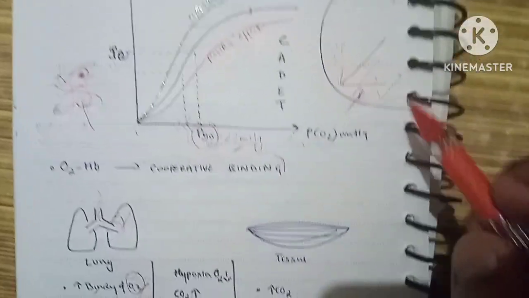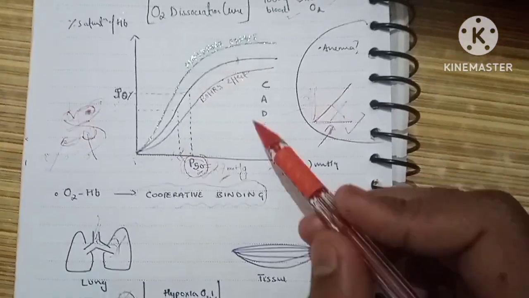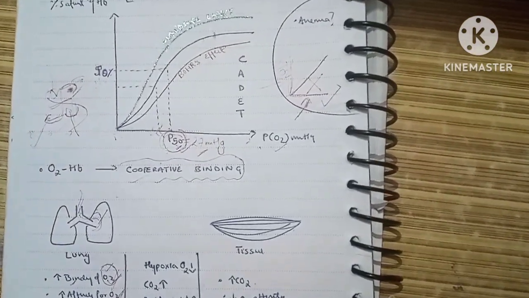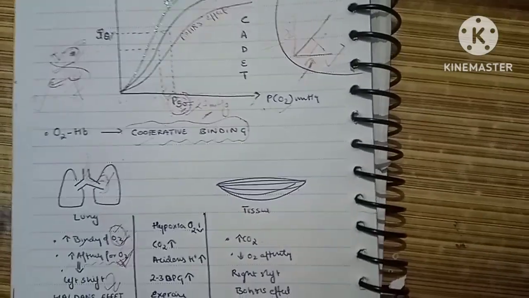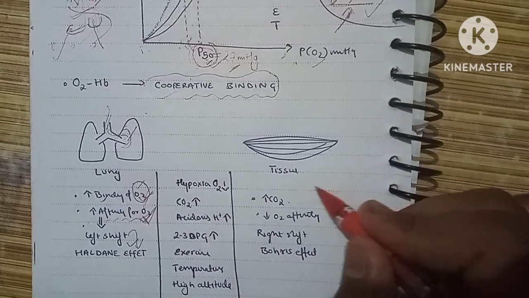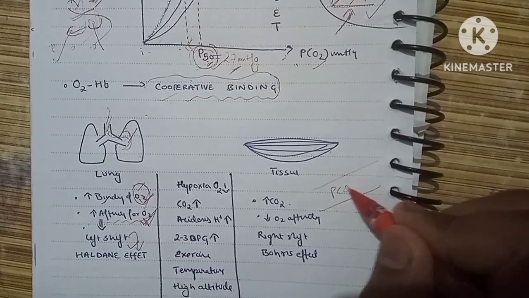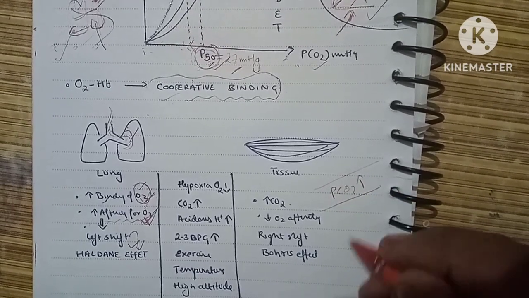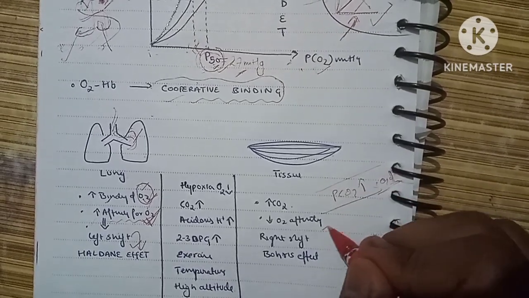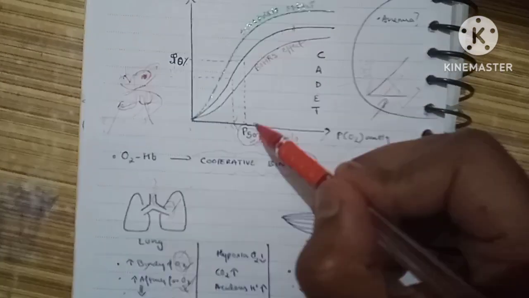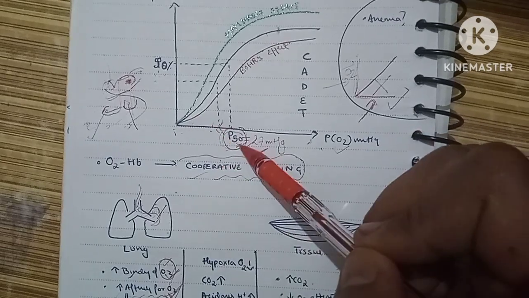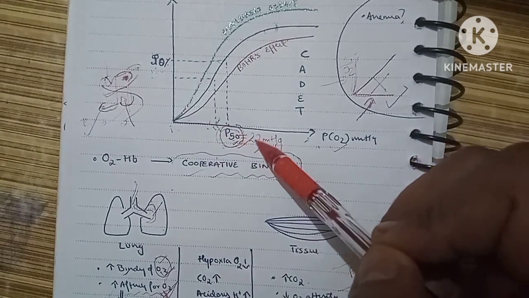Now let's try to understand what is actually happening at the tissue level. At the tissue level, we are going to have oxygen affinity decreased, and we will have a lot of CO2 increase because of the venous blood returning from the tissues. Okay, a lot of venous blood with increased PCO2 will be at the tissue level, and there will be decreased oxygen affinity. Because of this decreased oxygen affinity, now at the same P50 we will have less saturation of the hemoglobin, and for reaching P50 we will require more pressure.